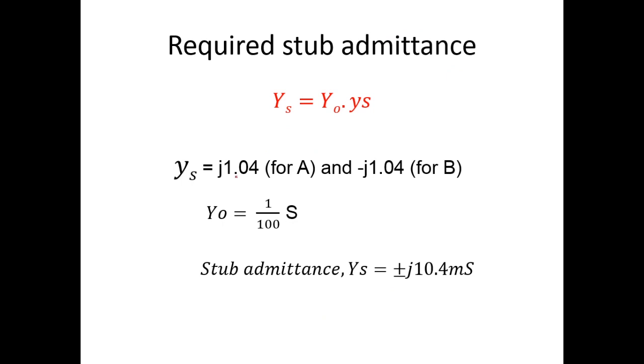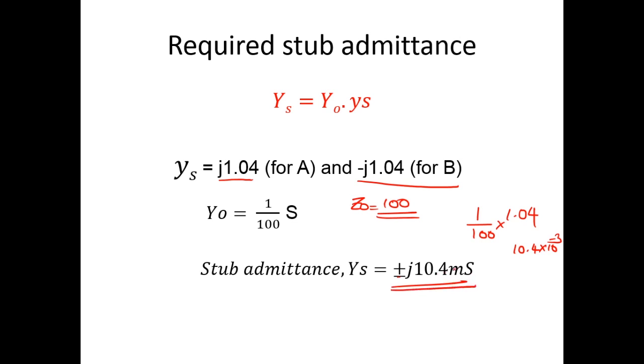So this is how you calculate the original value from the normalized value. Here you got the admittance value: j 1.04 for A and minus j 1.04 for B. And the Z naught value is 100. So Y naught is 1 by 100, and you multiply to get the stub admittance YS equal to plus or minus j into 10.4 millisiemens. How did you get it? 1 by 100 into 1.04, that will be 10.4 into 10 raised to minus 3. You got it as plus or minus j into 10.4 millisiemens. So this is how you calculate the stub admittance.